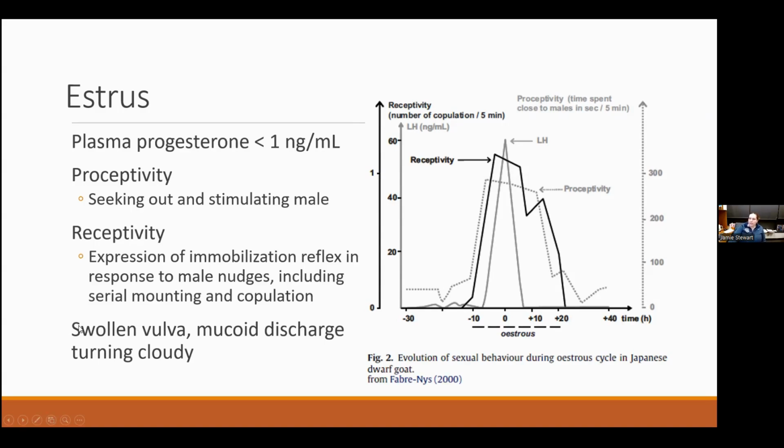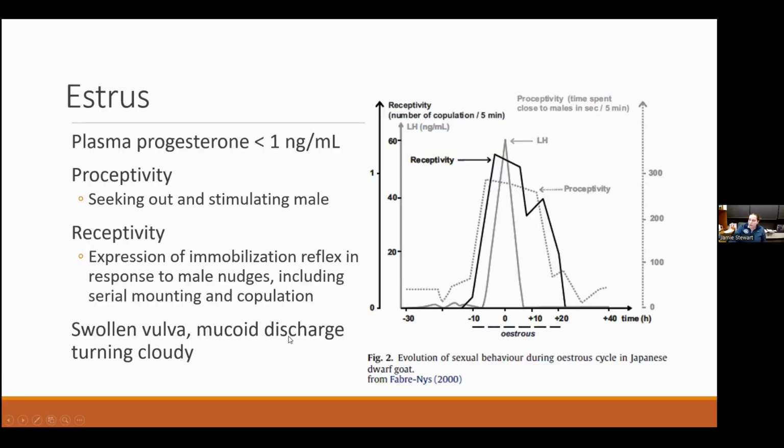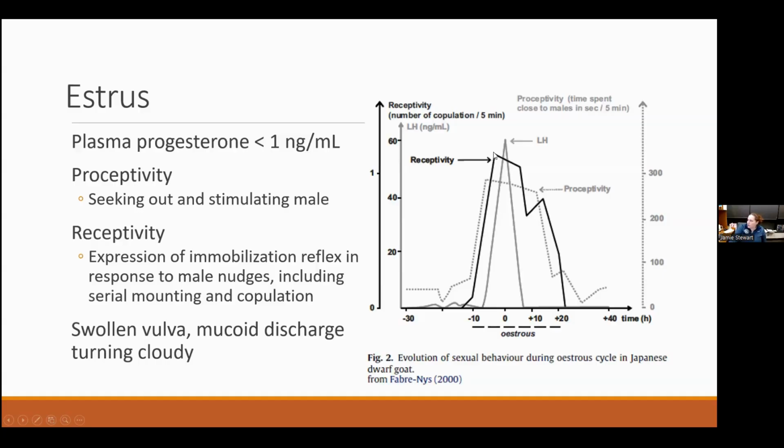Other things that you might see are a swollen vulva, and a lot of times we'll see a mucoid discharge. Especially in goats, as they get close, it starts off kind of clear, and then as they get closer to ovulation, it tends to turn cloudy. And this is a nice little chart showing this proceptive, receptive behavior. And here's where that LH surge is occurring, so that's going to promote ovulation probably over in this area here.